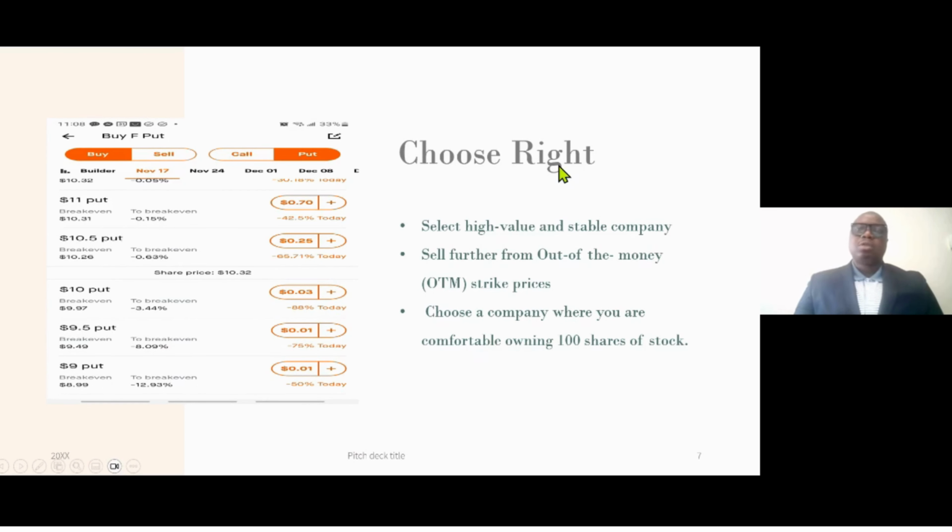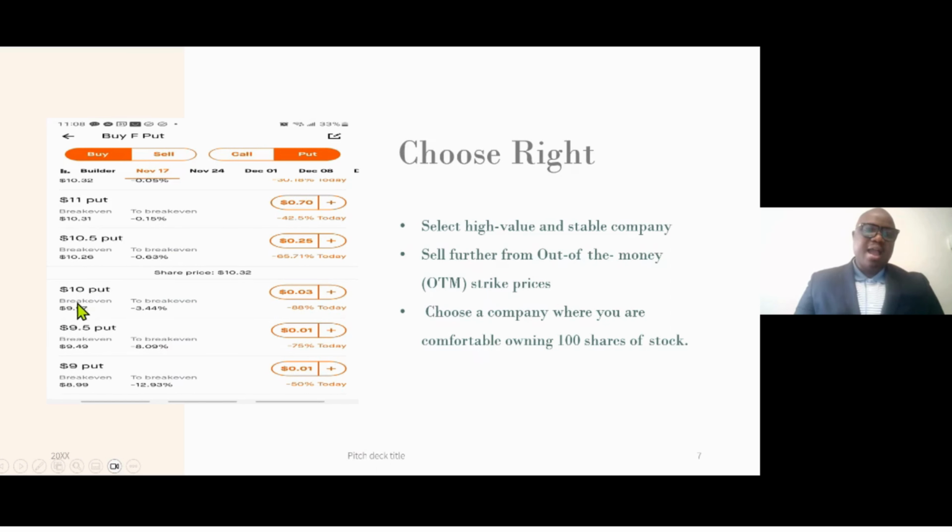So choose right. It is very, very important to choose the right company to trade your put options in. The good company to trade will be high value and stable companies like Apple, like Dell, like Amazon, and reputable companies like that. It has been proven over time that you have a stable string of profits while trading this kind of organization. Also sell further out of the money, which is OTM strike prices.